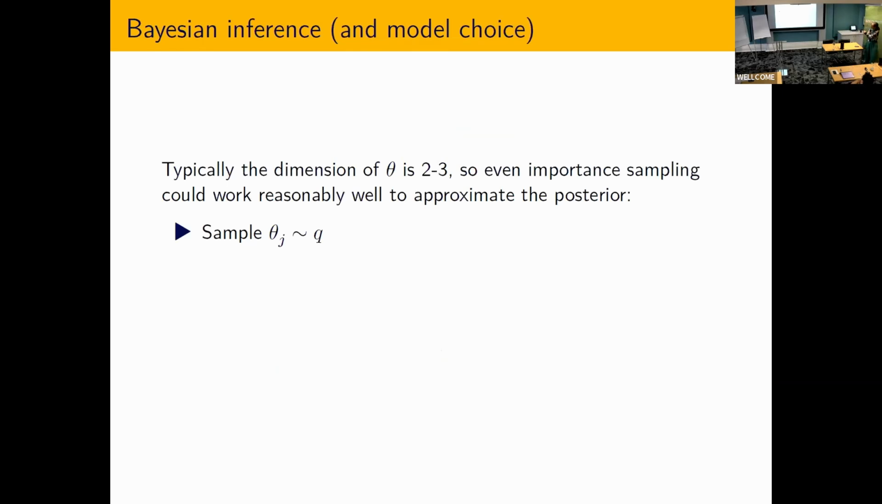So as I already mentioned, theta is typically small. So even importance sampling would work quite well to get an unbiased approximation of Z. So that's exactly what we do.